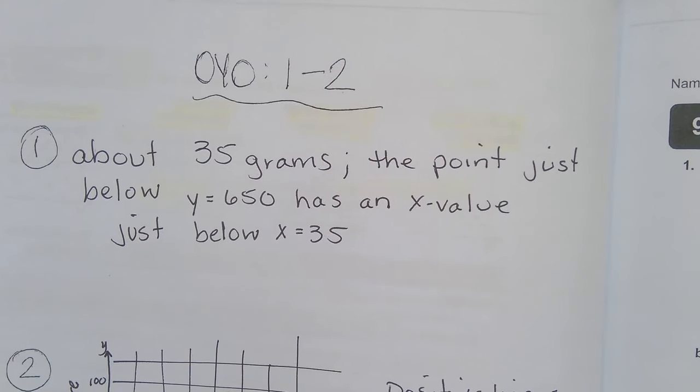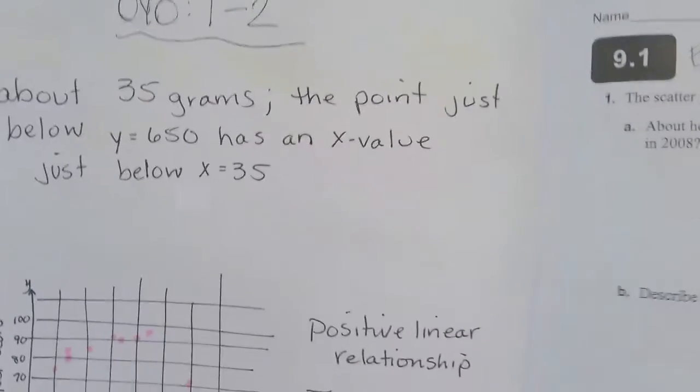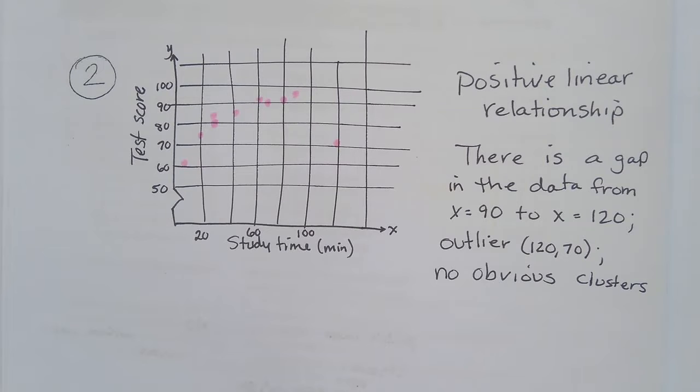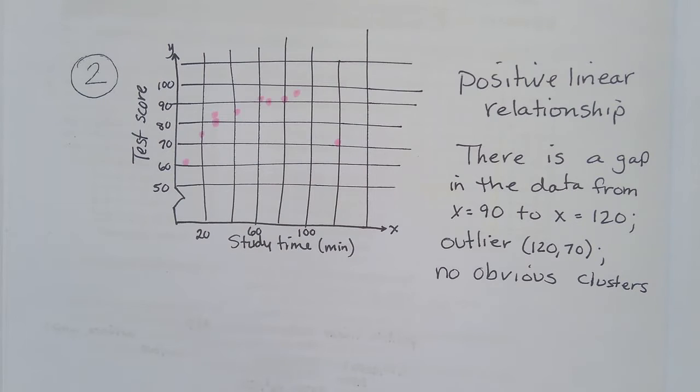Okay, so for the first one, you would have about 35 grams. The point just below y equals 650 has an x value that's just below x equals 35. The next one, part 2. Notice I just kind of quickly sketched my study time and my test scores, and then I put my points as they were on the table. This is a positive linear relationship. There is a gap. It looks like there's a little bit of a gap from 90 to 120.